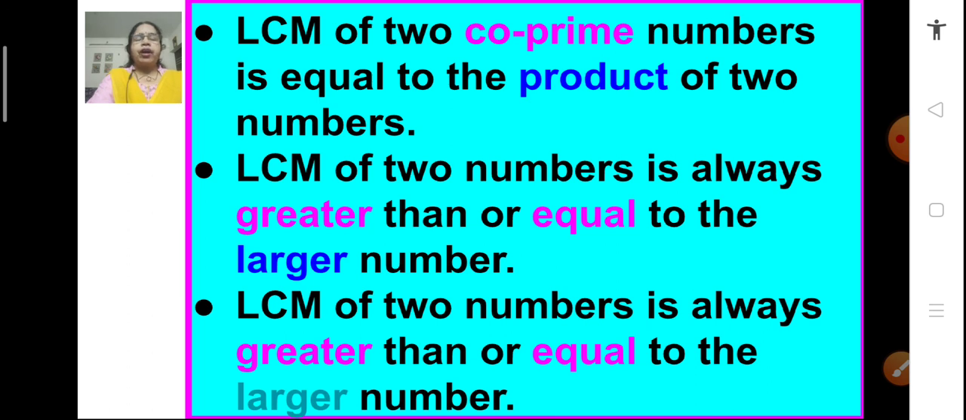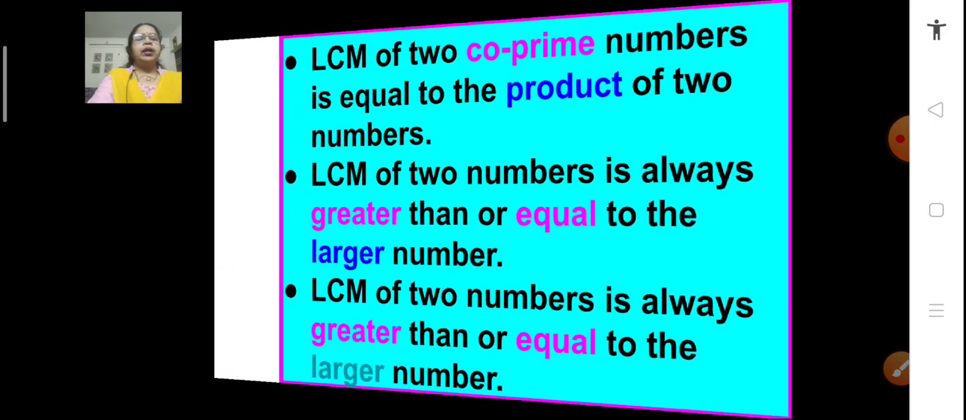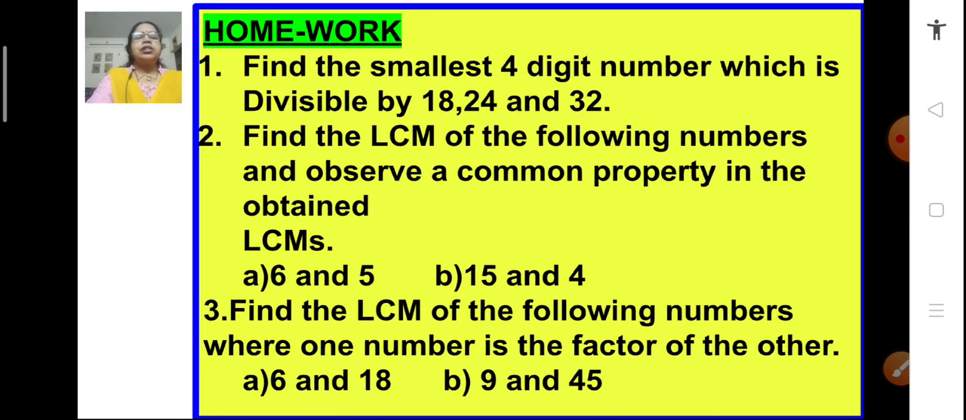LCM of two co-prime numbers is equal to the product of the two numbers. We have found this out by solving some problems also, isn't it? Then LCM of two numbers is always greater than or equal to the larger number.